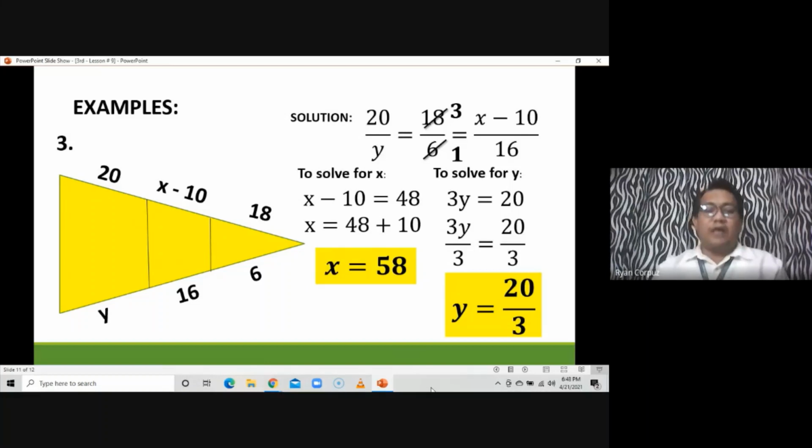So that's how we answer example number 3 about segments cut by transversals, with the help also of solving proportion and also with the help of the fundamental law of proportion.